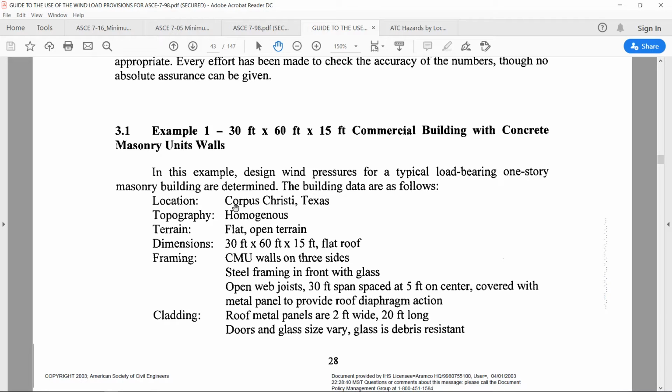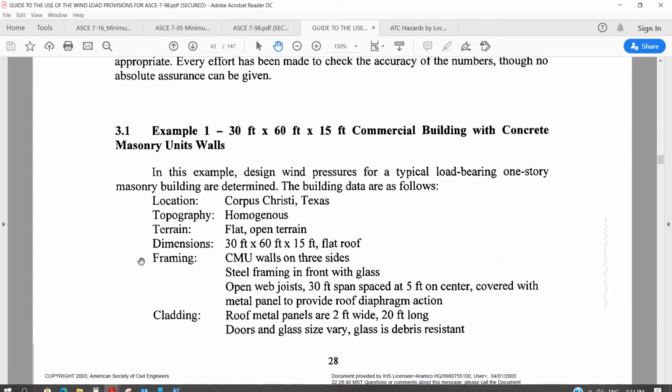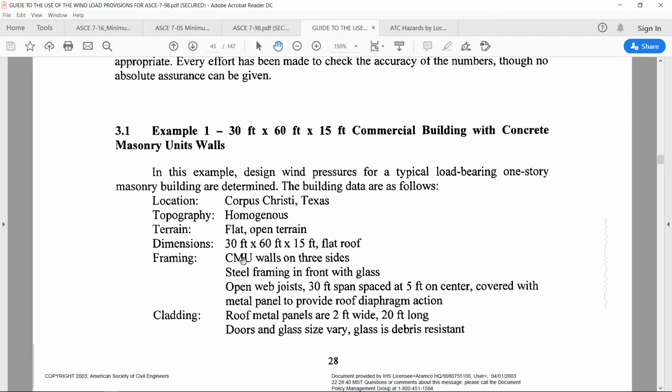The location is Corpus Christi in Texas. The topography is homogeneous. Terrain is flat, open terrain. Dimensions of the building are 30 feet by 60 feet by 15 feet. The framing system: walls are CMU on 3 sides, steel framing in front with glass. Open web joist, 30 feet span, spaced at 5 feet on center, covered with metal panel to provide roof diaphragm action. The roof metal panels are 2 feet wide by 20 feet long. Doors and glass size vary. Glass is debris resistant.